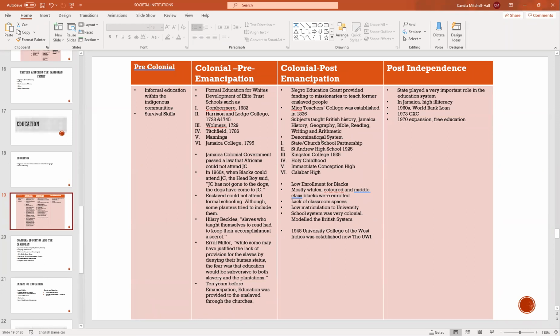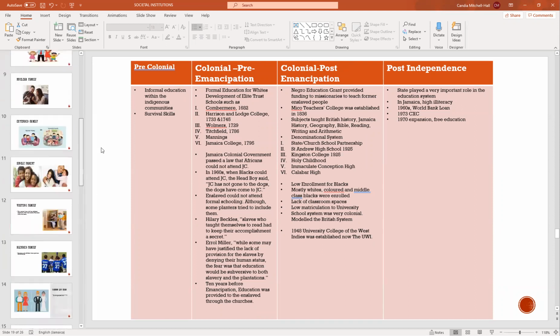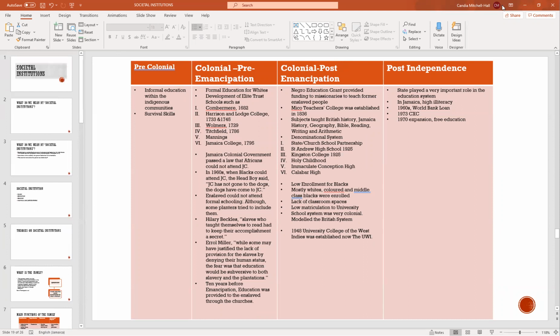So when we return, ladies, for tomorrow, we are going to pick up at the post-emancipation period, and then we are going to go into religion. All right? Enjoy the rest of the afternoon.